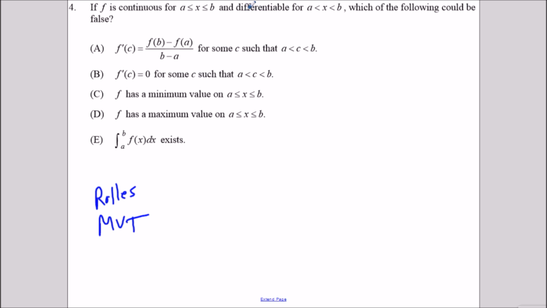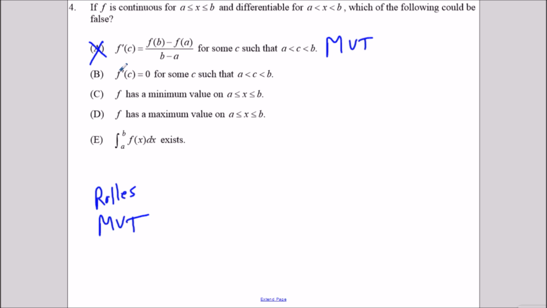But remember, if a function is continuous and differentiable on a closed and open interval respectively, the mean value theorem has to follow. And you should recognize that choice A is the mean value theorem: the instantaneous rate of change equals the average rate of change for some value C between A and B. So this one is always true.